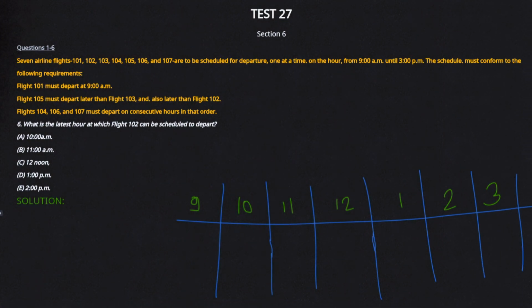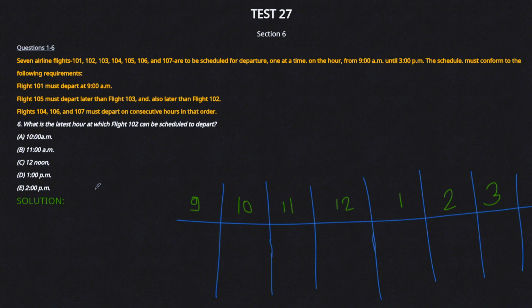Question number 6. What is the latest hour at which flight 102 can be scheduled to depart? I mean, this is another one of those which is quite obvious if you read out the conditions. For example, the second one: flight 105 must depart later than 103 and also later than 102. So we know we need at least one flight that leaves after 102. So by that logic, the latest hour in which flight 102 can depart is 2 p.m.